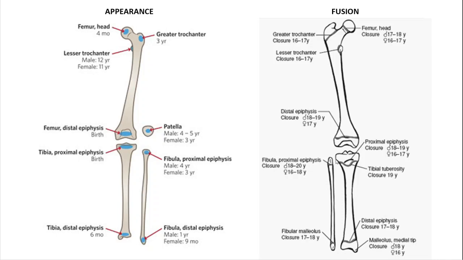And tibia and fibula as well, closure is 16 to 17 years in females, 18 to 19 in males, and upper end of fibula as well. Fibula does not follow the law of ossification. Ideally, if this center is the last to fuse, this should have been the first to appear. But the first to appear is the secondary center for lower end. Then the secondary center for this end appears. Then this fuses, and in the end, this fuses. Fibula does not follow the law of ossification.